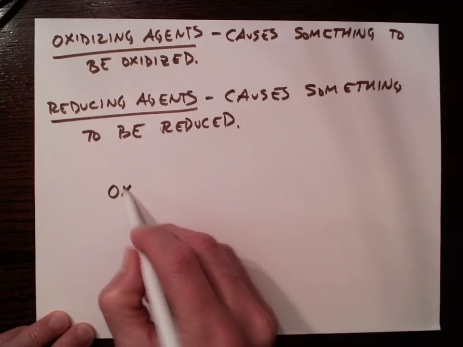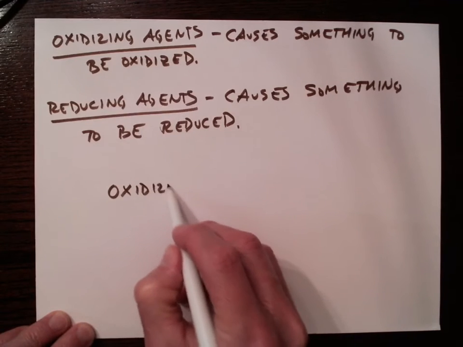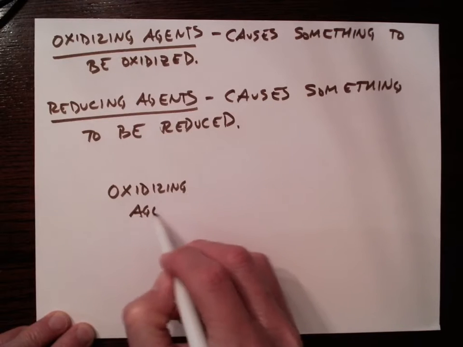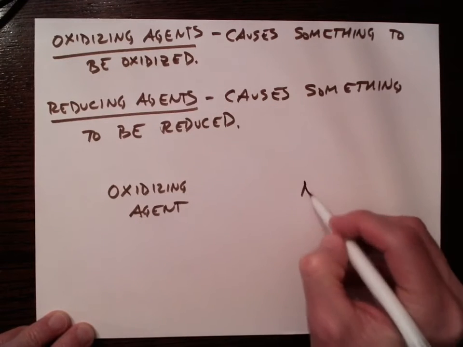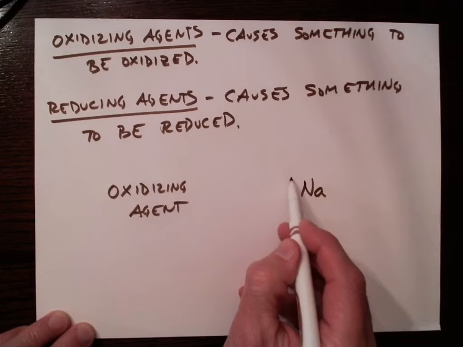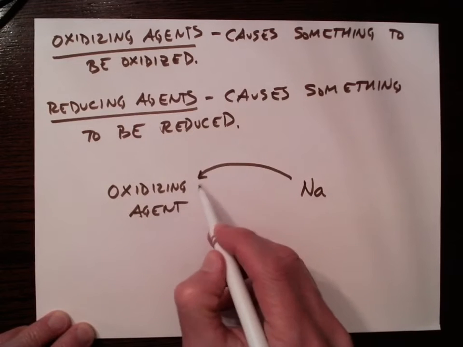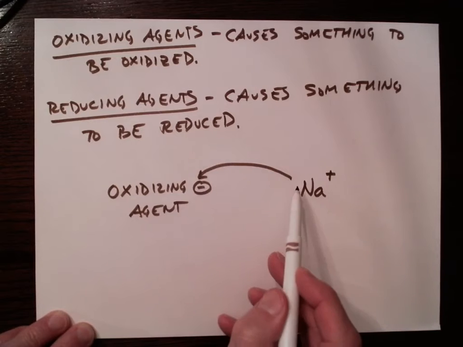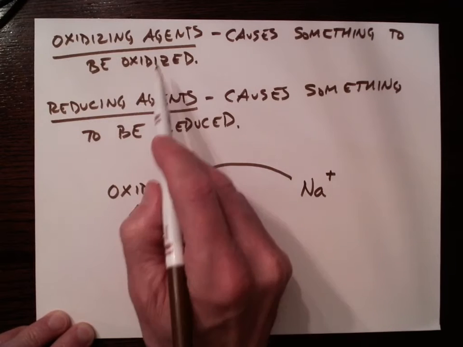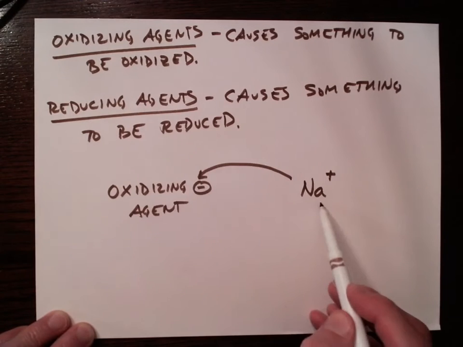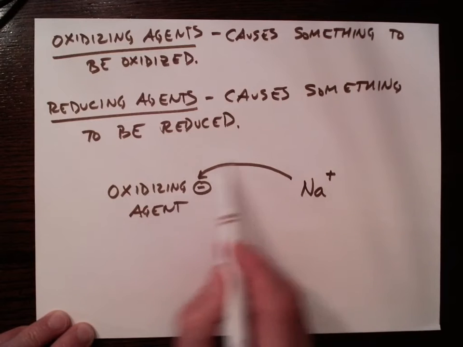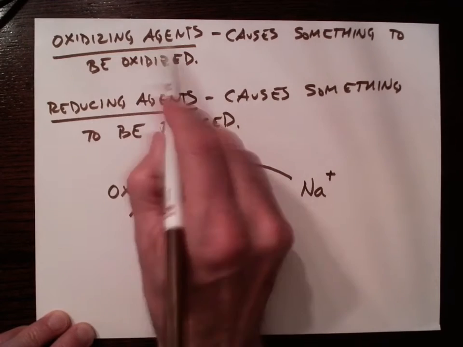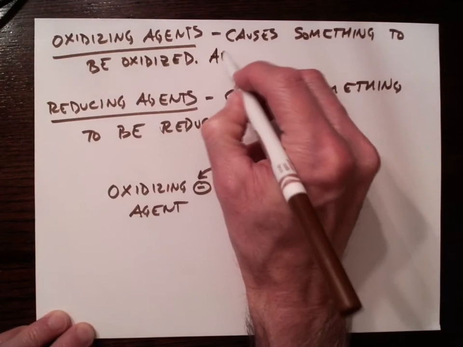So I'm going to write the oxidizing agent here. And let's say it's going to cause sodium to be oxidized. So that means it's going to cause an electron to go away from sodium, making sodium positive. So notice that the oxidizing agent, the thing that caused the sodium to be oxidized, is itself reduced. So oxidizing agents are reduced.